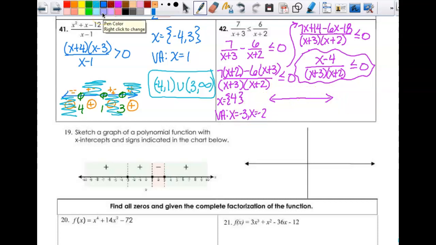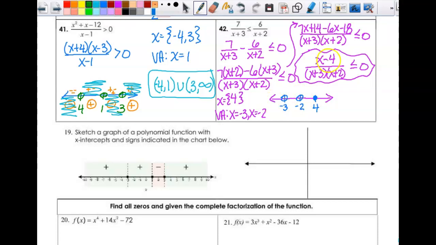So we'll have negative 3, negative 2, and 4. This is less than or equal to, so my 0 here has a closed circle, but the asymptotes always have open circles.